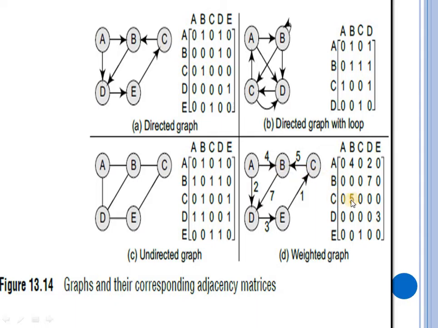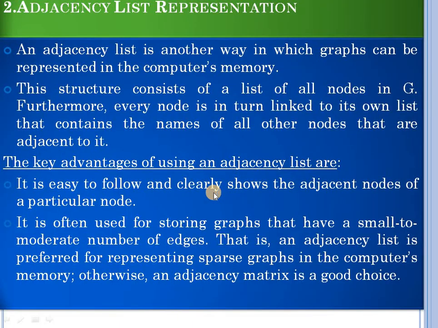C to B we have to put 5 because the C to B cost is 5. Like this we have to fill. Now, next is the adjacency list representation.